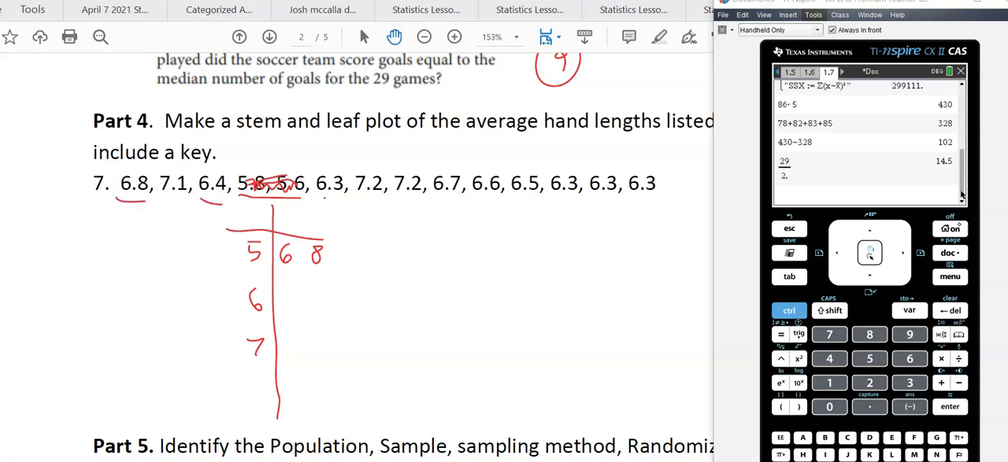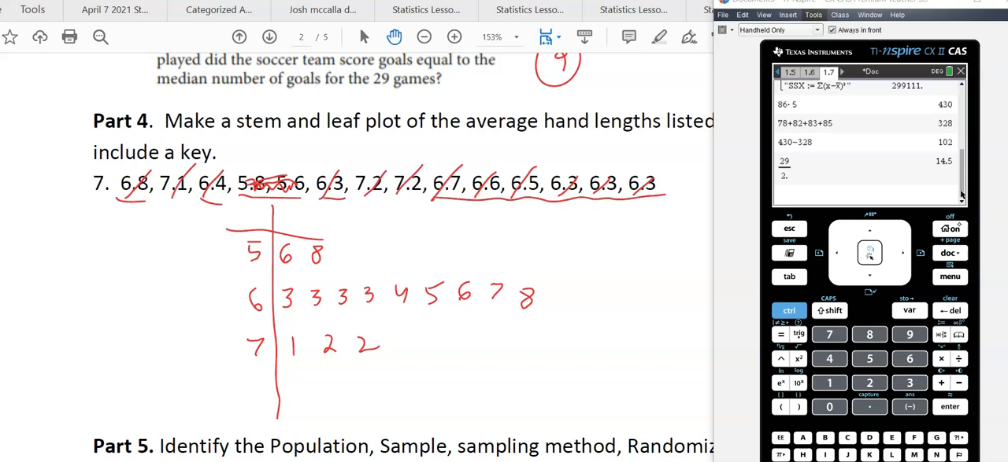Underline the 6s here so I can kind of think through them. So a lot of 6.3s, 6.4. There's one 6.4, one 6.5, one 6.6, 7, and 8. Okay, I think I got all those, and then 1, 2, and 2. I think I got all those.